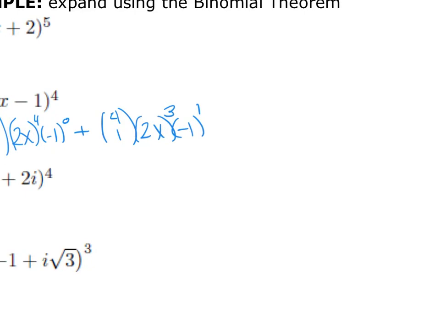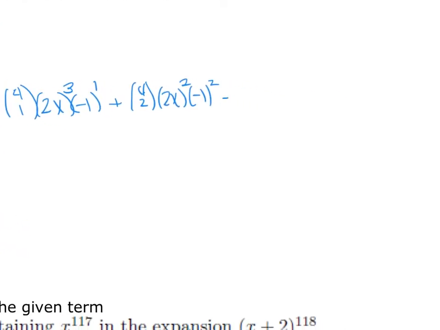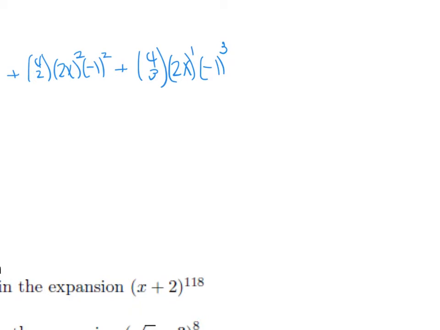My next term is going to be 4 choose 2, 2x squared, negative 1 squared. My next term is going to be 4 choose 3, 2x raised to the 1 power, negative 1 raised to the 3rd power. My last term is going to be 4 choose 4, 2x to the 0 power, negative 1 to the 4 power.